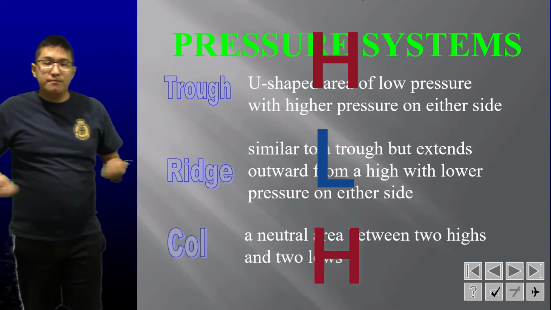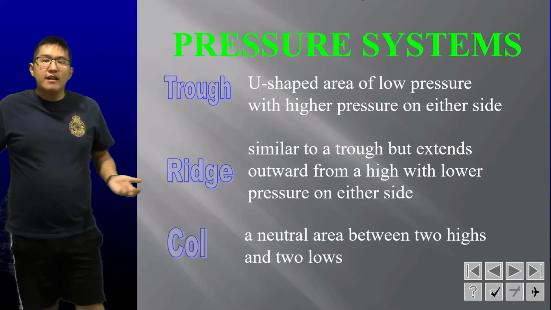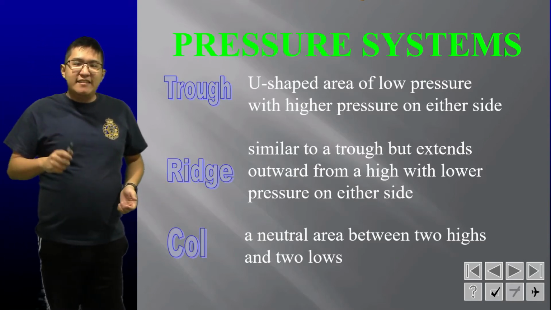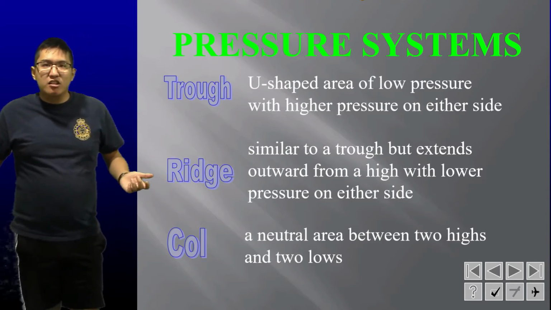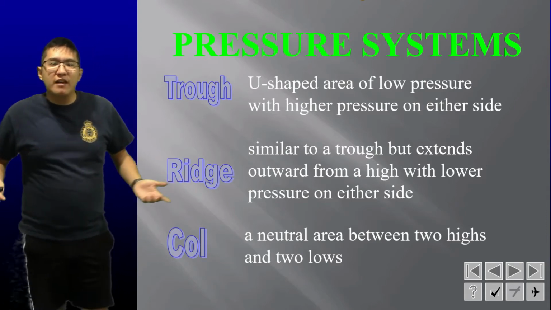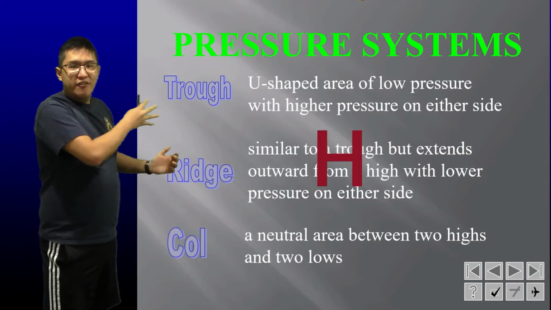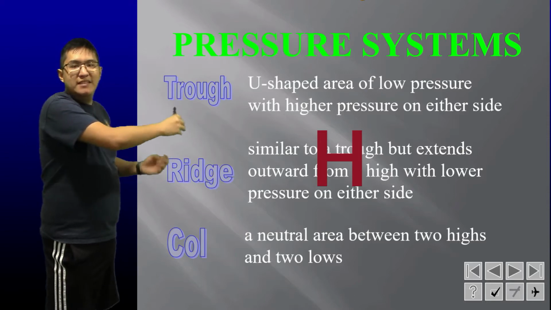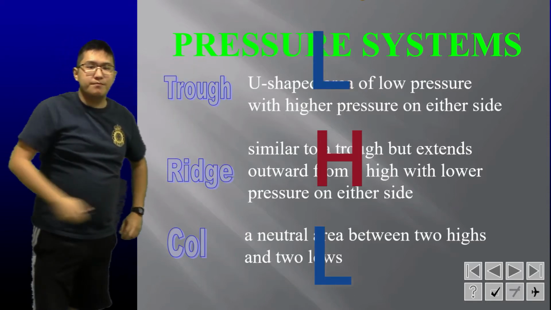That's a trough. Next we have a ridge, which is similar to a trough, but in this case it extends outward from a high with a lower pressure on either side. So it's kind of like a reverse trough with a little bit of a high pressure air system extending into the middle and being sandwiched between two low pressure systems.